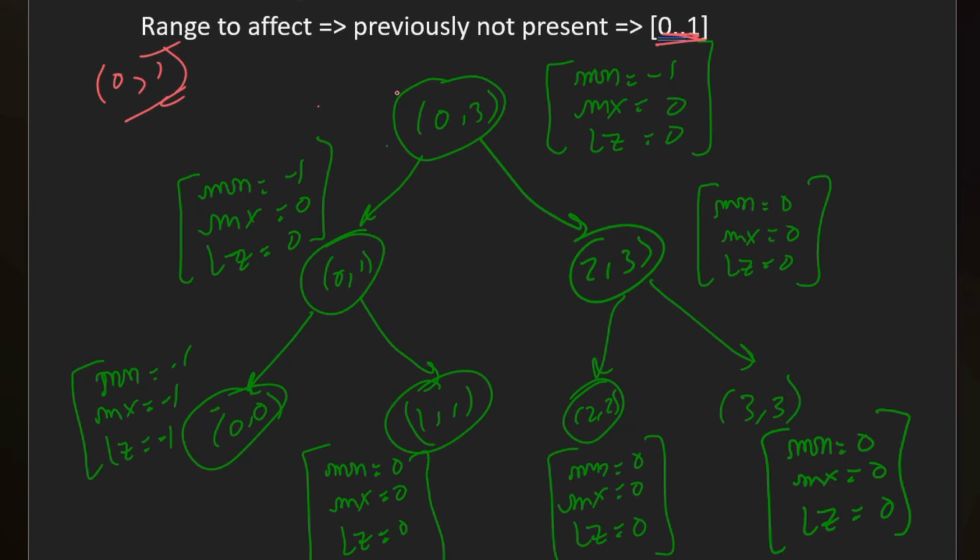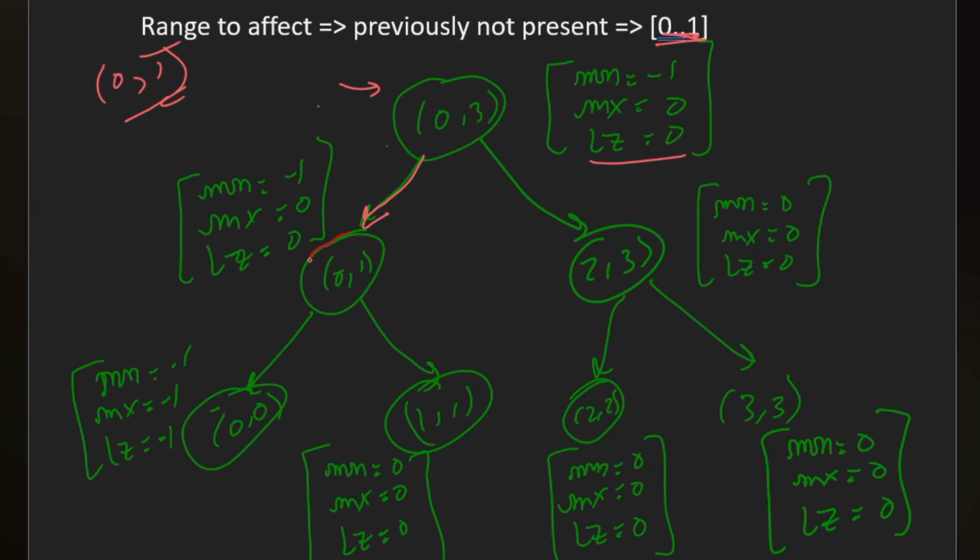So see, first we come to 0 comma 3. So 0 comma 3, is it no overlapping case? No. Fully overlapping? No. So it is a partial overlapping case. So in case of partial overlapping, first push the lazy. So lazy value is 0, so it won't be pushing.